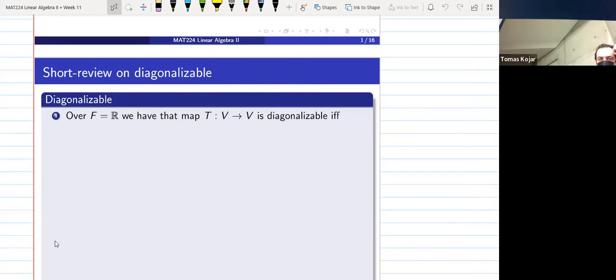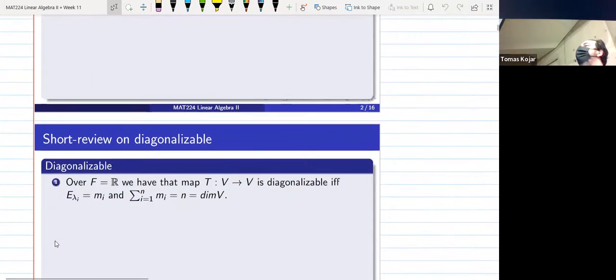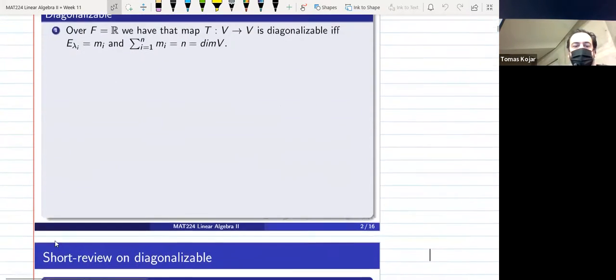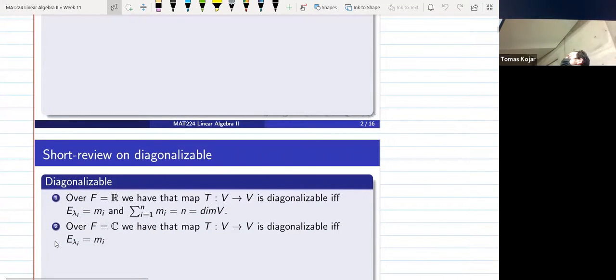So first we talked about this result: if you're over the reals, you're diagonalizable if and only if geometric equals algebraic, and the sum of the algebraic equals the whole space. So we have this result. And for complex, why did we only need the first part and not the second part? I want to see what people do. Why don't we need the second part? Zoom people, do you know why we don't need the summation?